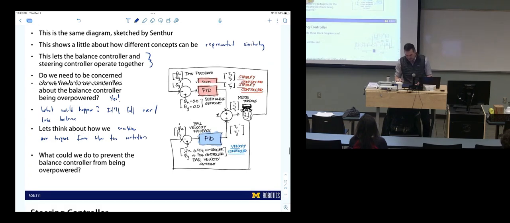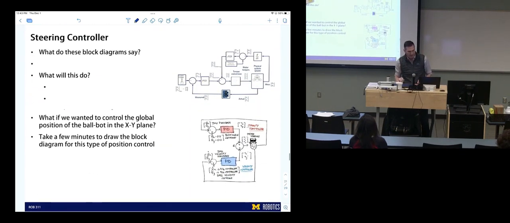What can we do to prevent the balance controller from being overpowered? This is sort of a view. What do these block diagrams say? Can you answer that? What are these block diagrams saying? It's describing getting the values and then putting it into the PID and then how it's going to go back to the robot. Yep.